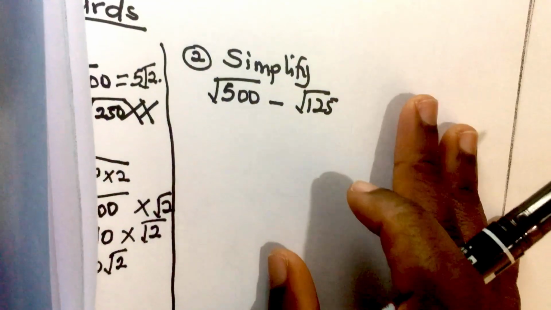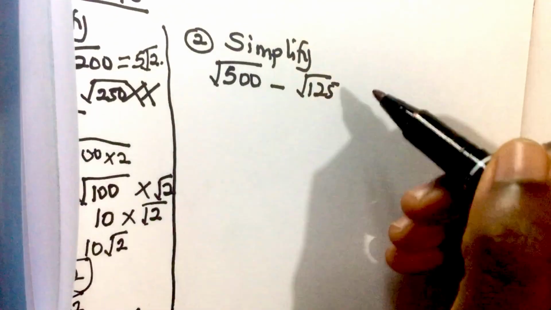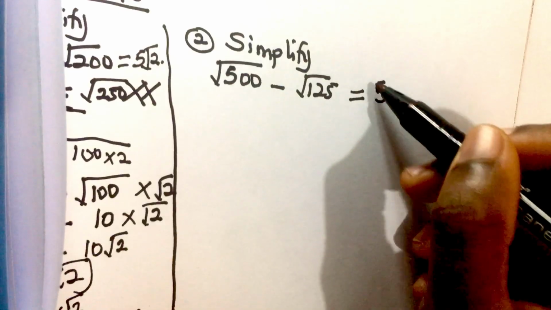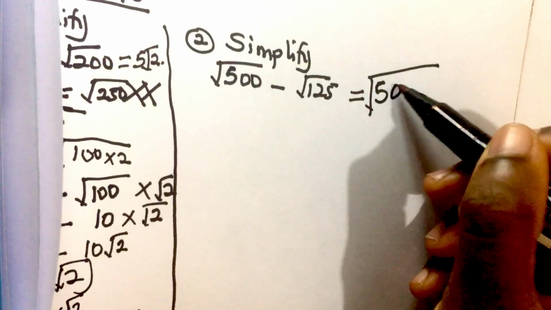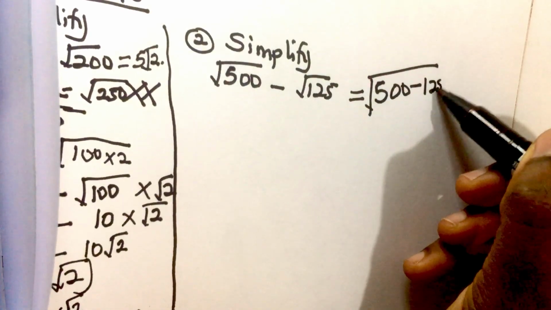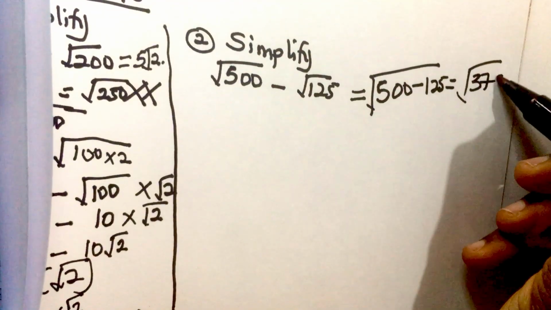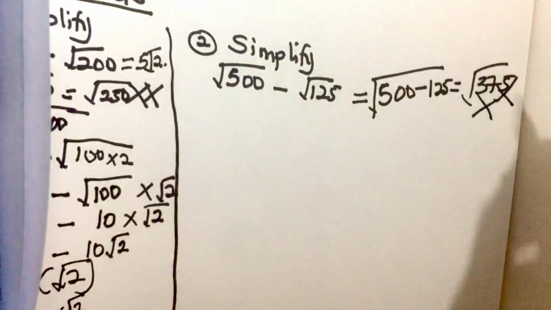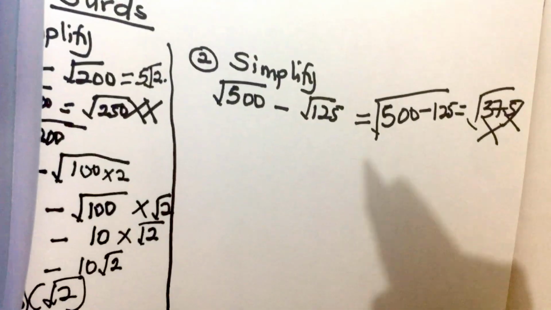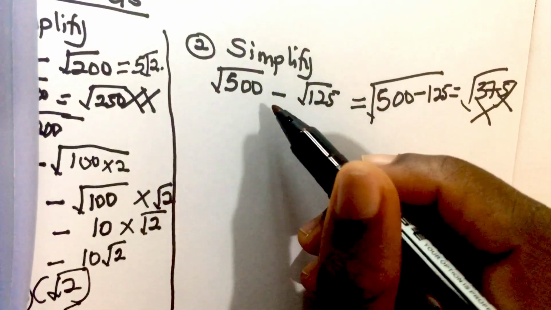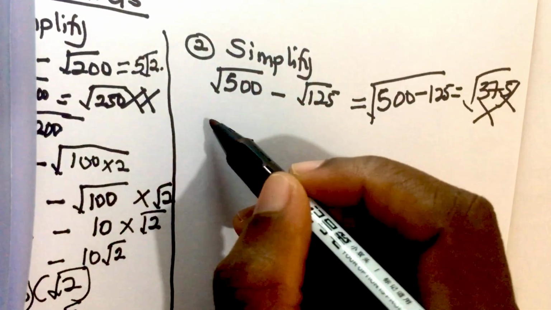Okay, so this is the square root of 500 minus the square root of 125, and don't think of doing it like this, 500 minus 125, which is the square root of 375. No, that's wrong, very wrong. So this one too, we have to break it down nicely.